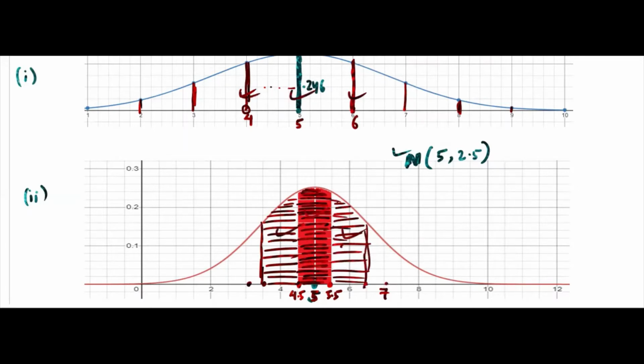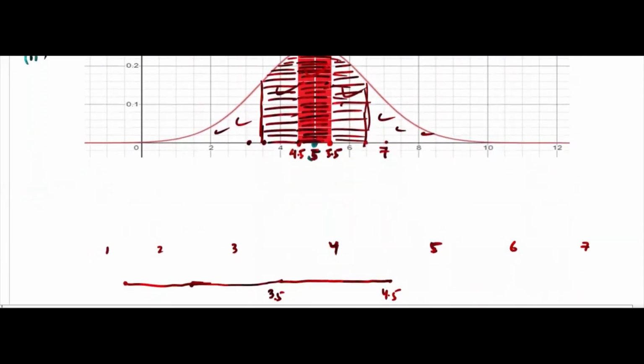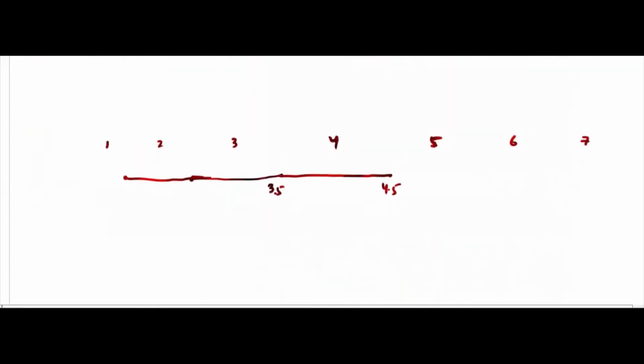If you interpret it this way, then the sum of all the areas here will be 1. Here the sum of the probabilities will be 1. Got it? Yes, sir. Okay.